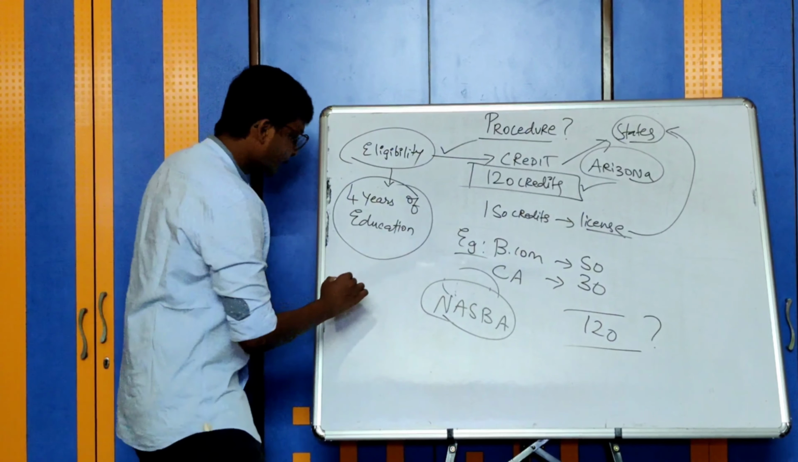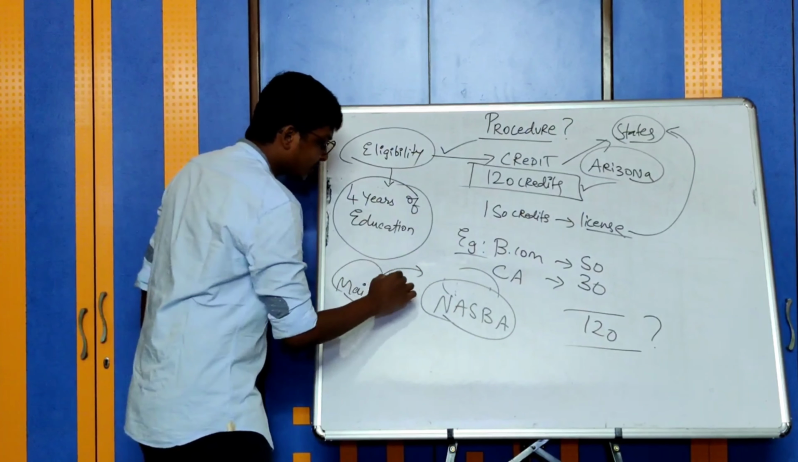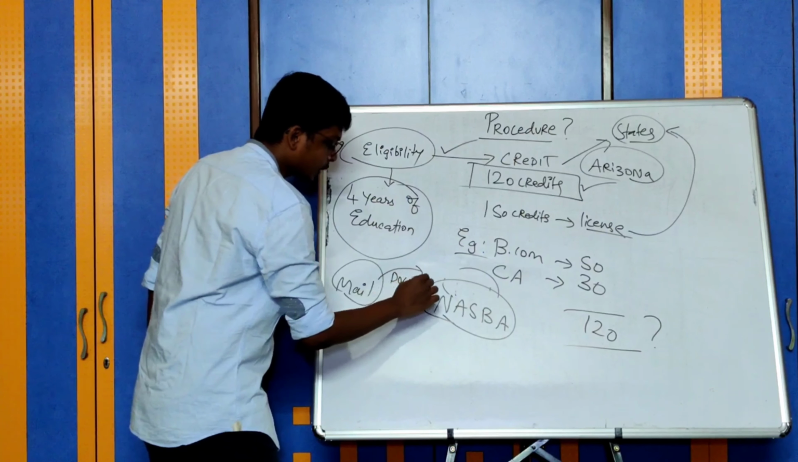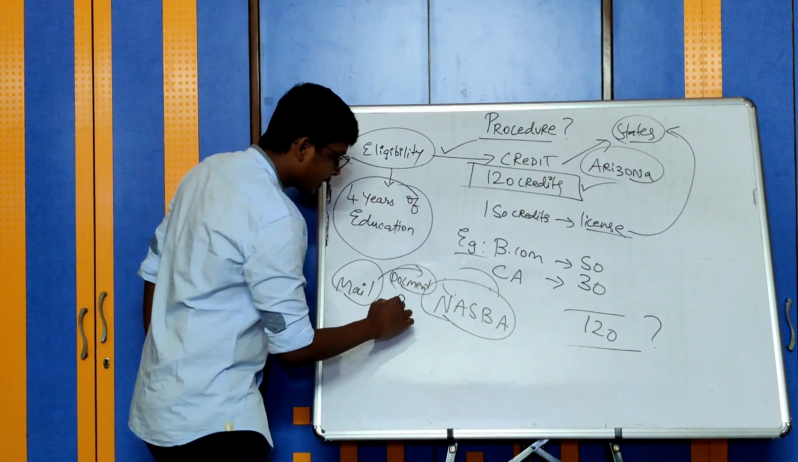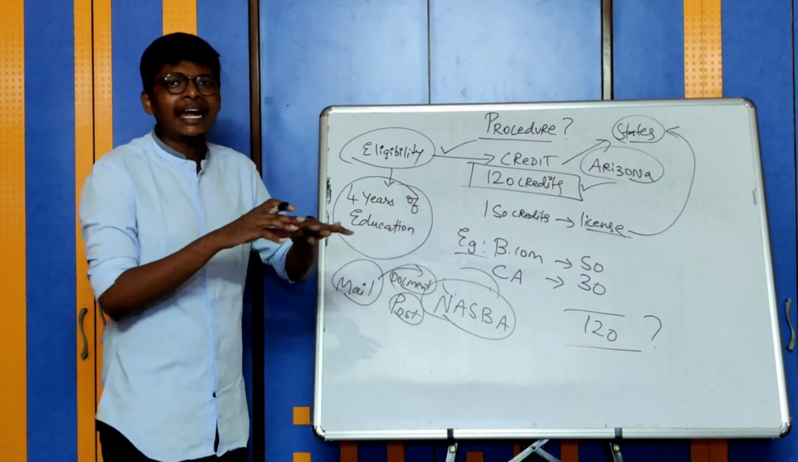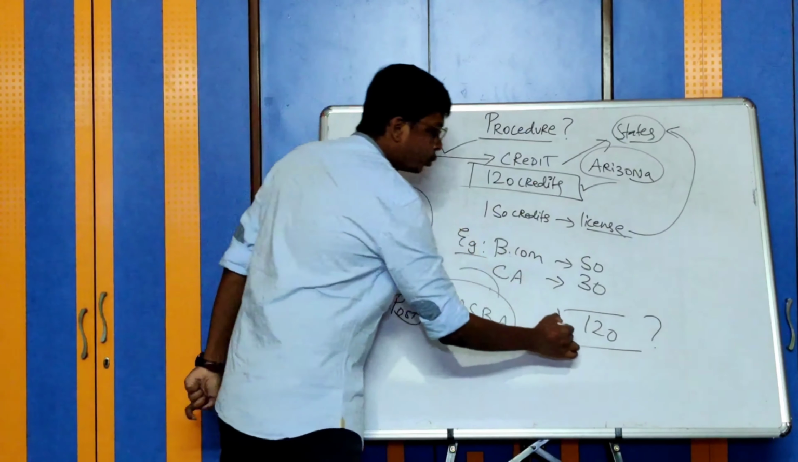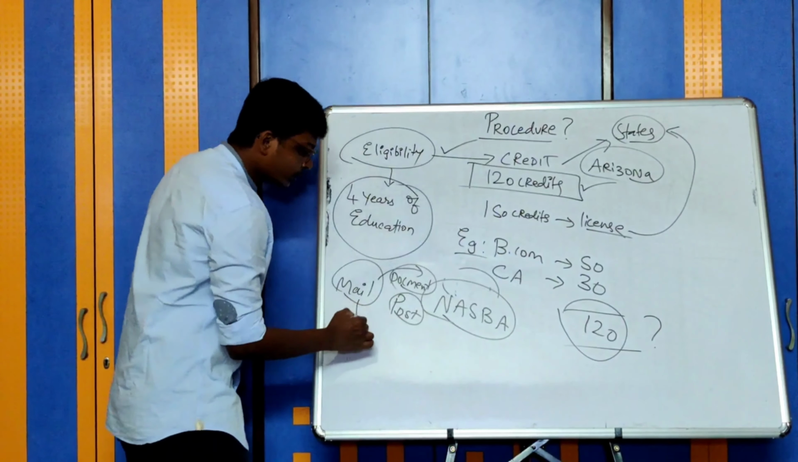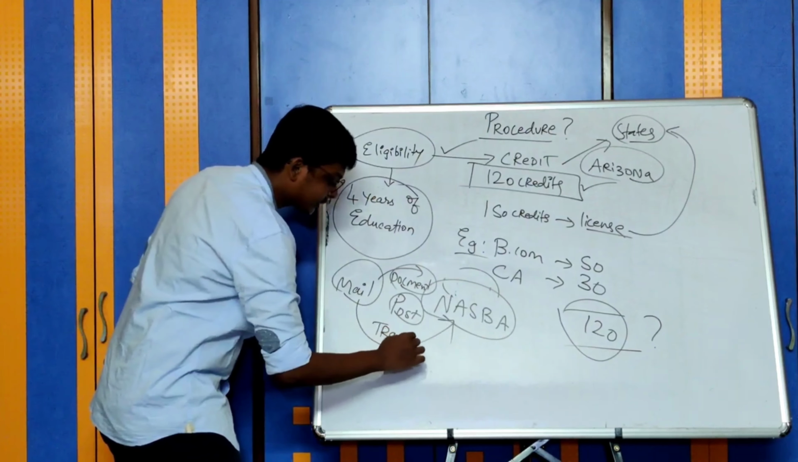You have to mail them all your documents and your education qualifications, and also send them by post. Initially, the first step is to mail them and ask whether you are eligible or not. Once you are eligible, you have 120 credits, you need to send all your transcripts by post.